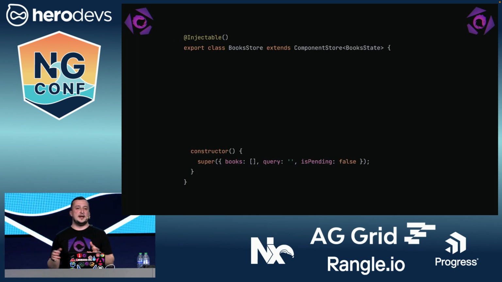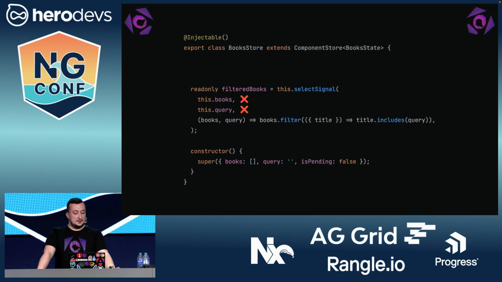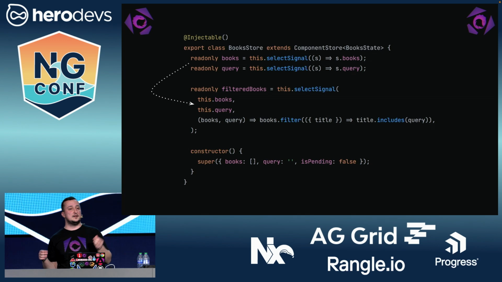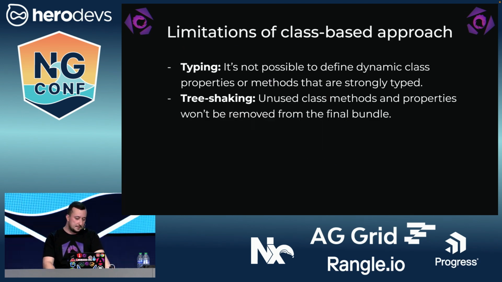So this is how we can create a bookstore by using a component store. We need to extend the base class called component store, and then to the parent constructor, we need to provide the initial state. So at runtime, what we can do, we can take each state property and generate a signal or observable for this state property, right? But if we try to access this.books or this.query, we will get a compilation error, because this is not possible to achieve with TypeScript. What we need to do instead, we need to manually create a signal for each state property and then use it if we want to create a computed signal, like in this example, or if we want to use it in a template, for instance.